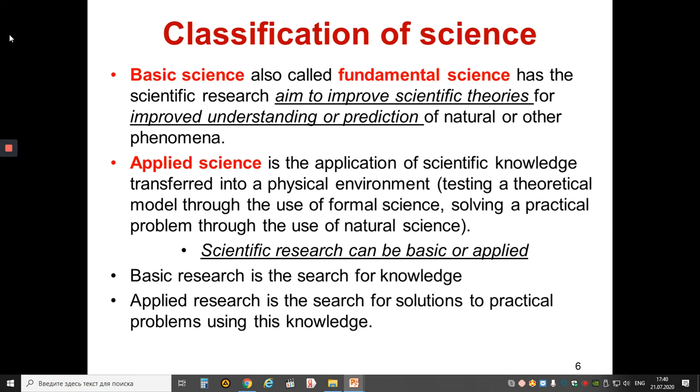Scientific research can be basic or applied. Basic research is the search for knowledge. Applied research is the search for solutions to practical problems using this knowledge. You should remember that a great deal of human understanding comes from the curiosity-driven undertaking of basic research. This leads to options for technological advance that were not planned or sometimes even imaginable. This point was made by Michael Faraday when, allegedly in response to the question, "What is the use of basic research?" he responded, "So, what is the use of a newborn child?"